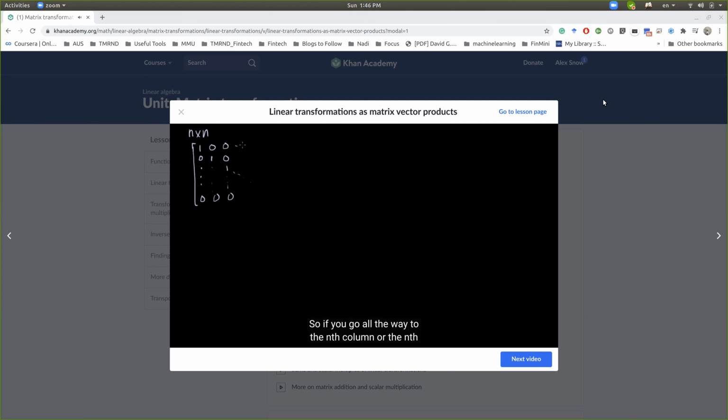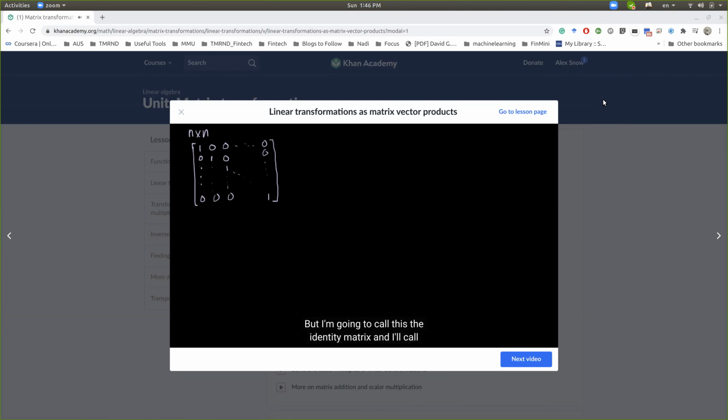So if you go all the way to the nth column vector, you have a bunch of zeros, n minus 1 zeros, and then the very last component, the nth component, will be a 1. So you have essentially a matrix with ones down the diagonal. Now, this matrix has a bunch of neat properties, and we'll explore it more in the future. But I'm just exposing you to this because it has one very neat property relative to linear transformations.